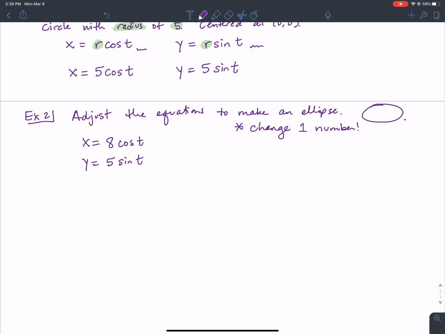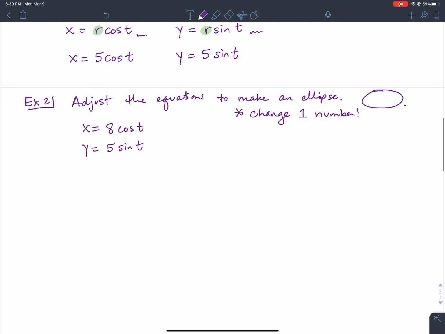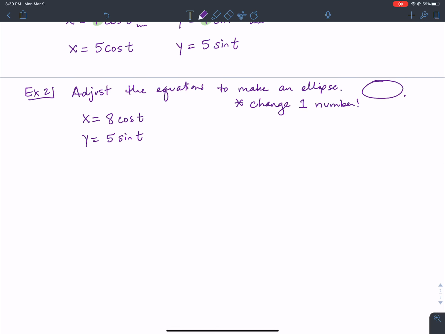Okay, so now what in the world are we actually doing, and what would this actually look like? We can talk more about this in class, but I want you to see if you can check this out in your calculator. I want you to go in your calculator.